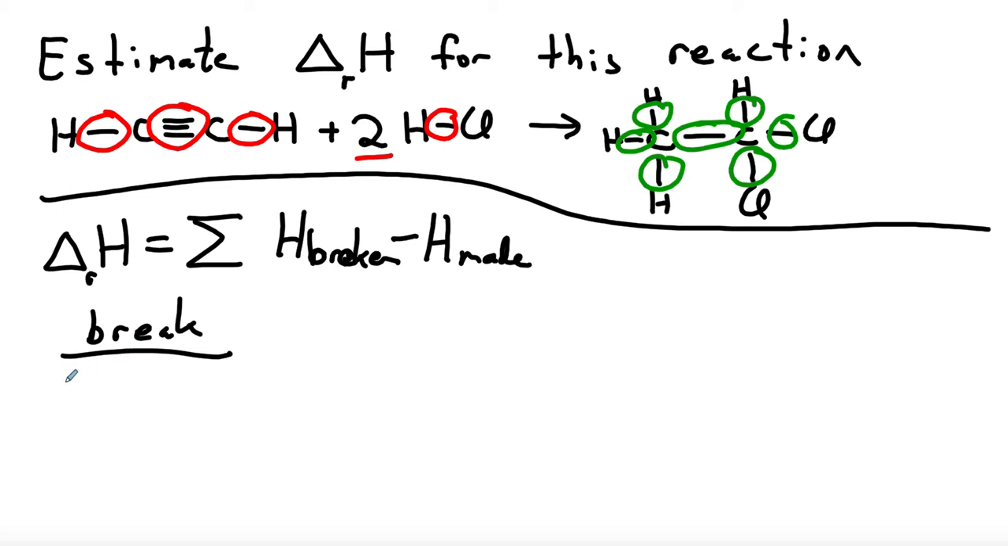So we've got two carbon-hydrogen bonds that we broke, and one carbon-carbon triple bond. And the bonds we made, oops, I skipped some of the bonds. We also broke two hydrogen-chlorine bonds. Okay, what did we make?